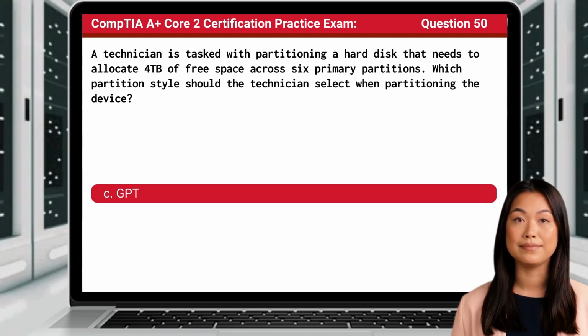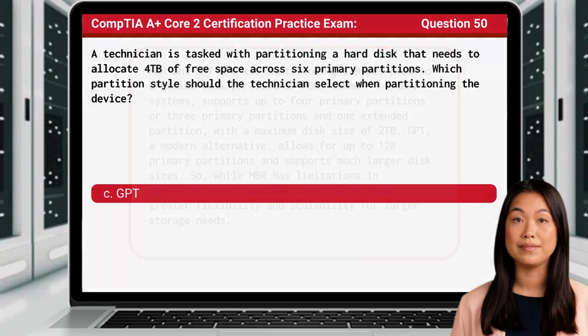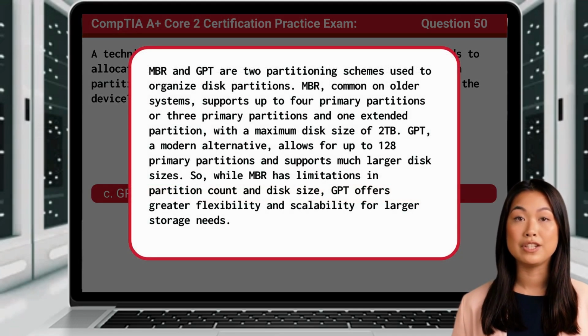The answer is C. GPT. MBR and GPT are 2 partitioning schemes used to organize disk partitions. MBR, common on older systems, supports up to 4 primary partitions or 3 primary partitions and 1 extended partition, with a maximum disk size of 2 terabytes. GPT, a modern alternative, allows for up to 128 primary partitions and supports much larger disk sizes. So, while MBR has limitations in partition count and disk size, GPT offers greater flexibility and scalability for larger storage needs.